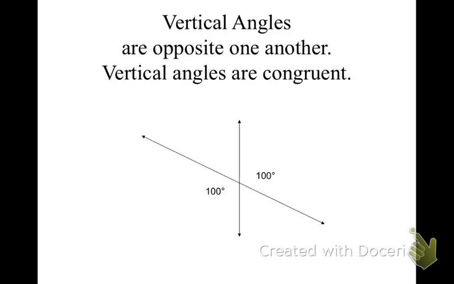Vertical angles are opposite of one another. The vertical angles are congruent. This happens when one line intersects another. So you can see that the two angles opposite each other at the vertex in the middle are each 100 degrees. Likewise, the other two that were not listed must be 80, because there is also a relationship. If you know one, you can calculate the other missing one using the supplementary rule.